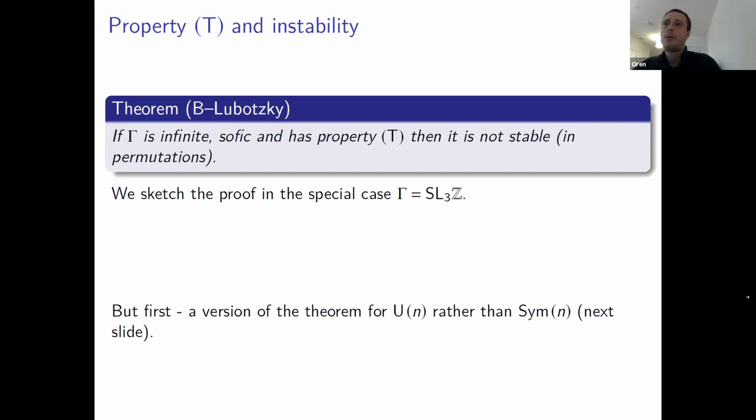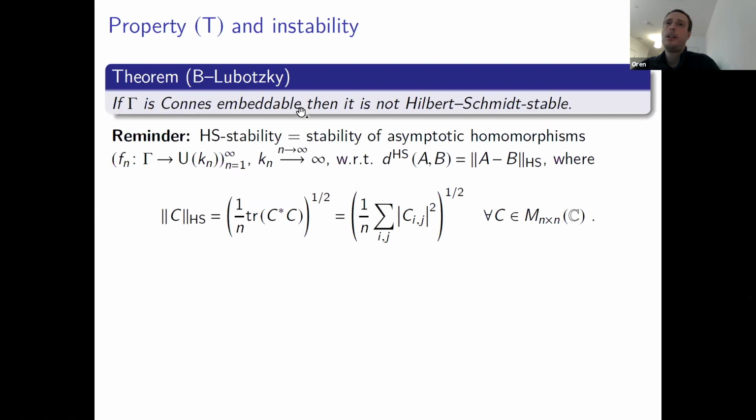But before I do, I want to take the opportunity to also mention a parallel theorem about stability, not into symmetric groups, but into unitary groups. So if gamma is conembeddable, also called hyperlinear, and again, if you don't remember, just think residually finite, it's still interesting, then gamma is not Hilbert-Schmidt stable.